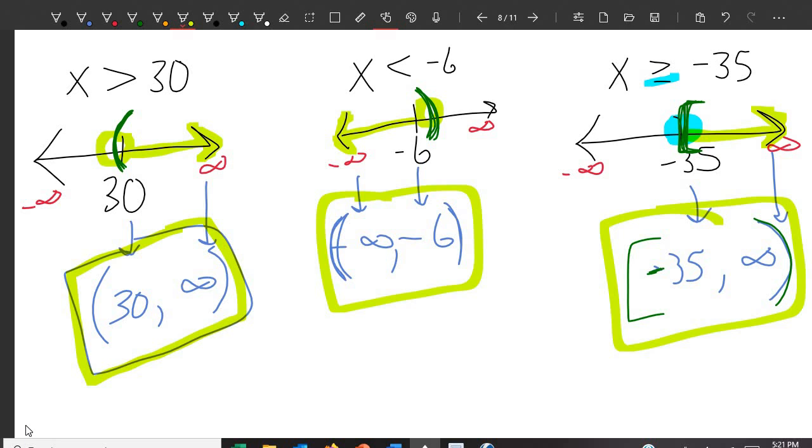So, the easiest way to do this, I think, is to shade it. Put the bracket or the parentheses on the number line and just bring those pieces down and put the parentheses and the brackets around it. So you're only looking at the shaded region. Notice the negative infinities are always on the left, positive infinities are always on the right.